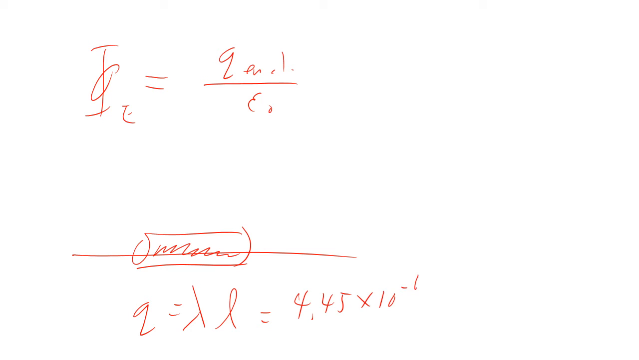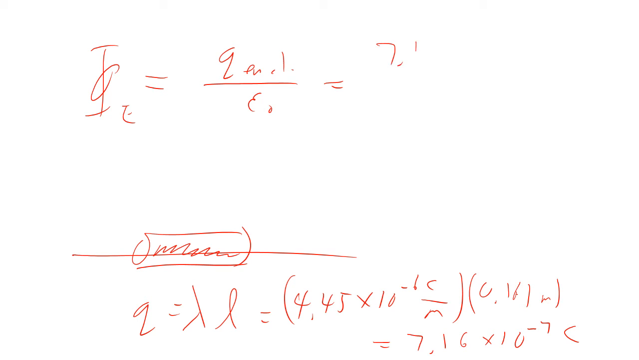Okay, so that's going to be equal to 4.45 times 10 to the minus 6 coulombs per meter, because it's microcoulombs per meter, times 0.161 meters. And so the enclosed charge comes out to be equal to 7.16 times 10 to the minus 7 coulombs. And so we take that and we plug in up here.